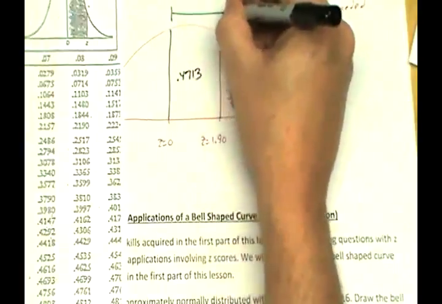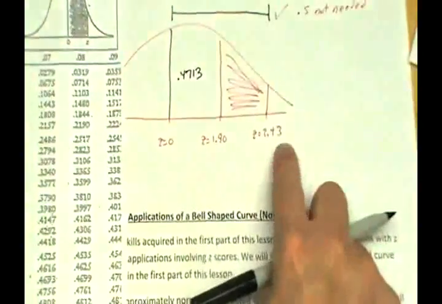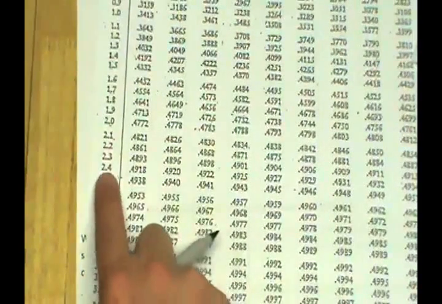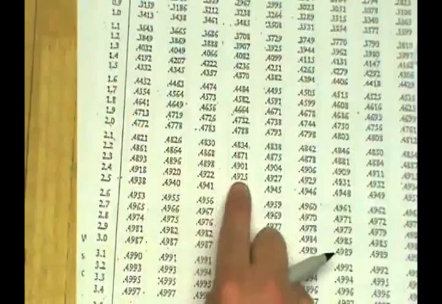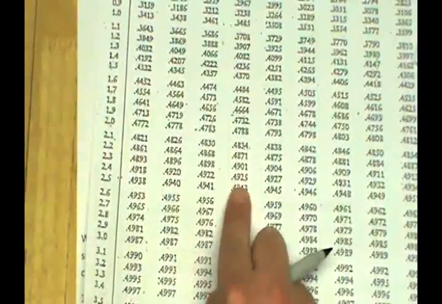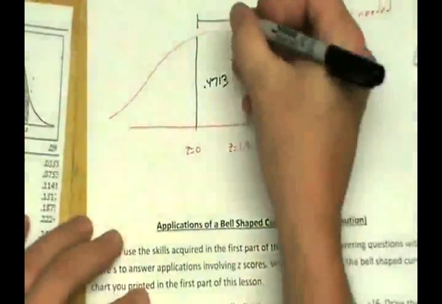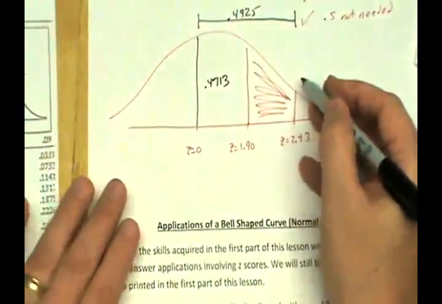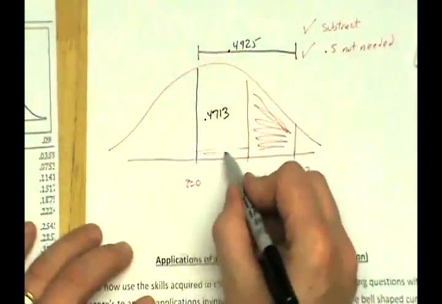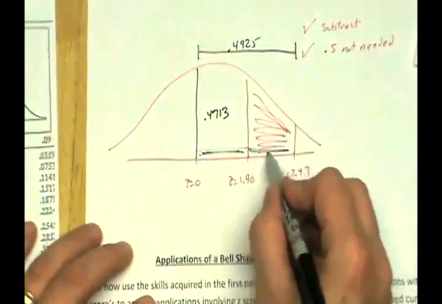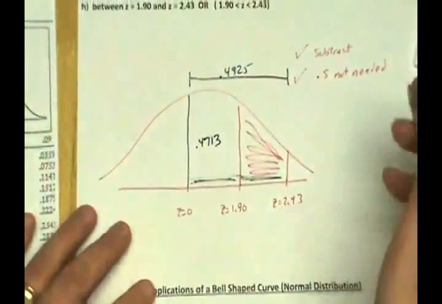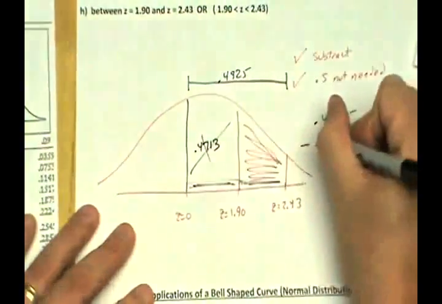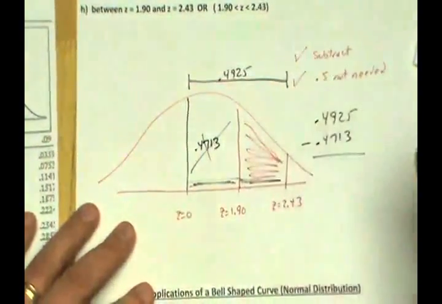And then from the mean to 2.43, okay, 2.4 and 3 is 0.4925. So that's between 0 and 2.43. So we know all of this here, plus the shaded region, is the 0.4925. So if we take the 0.4925 and we take away the 0.4713, that'll just leave us with the shaded region.